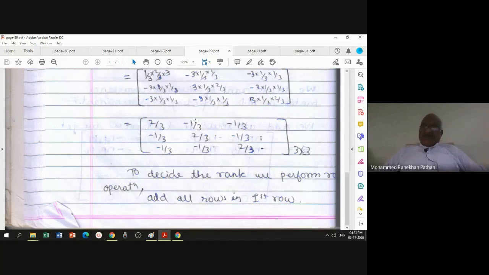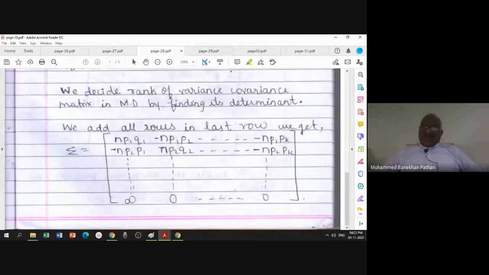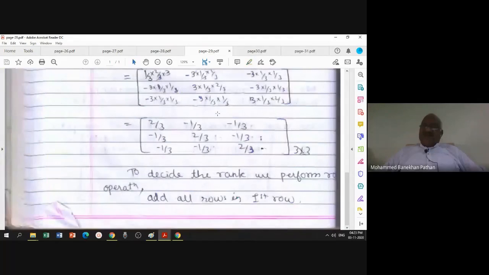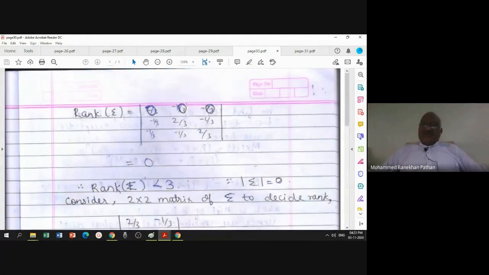Add this in the first. So minus 1 by 3 plus 2 by 3 is 1 by 3, and 1 by 3 with minus 1 by 3 is 0. Add this and here, so the result becomes 0, which we have seen in general. Here I add in the last. You can add anywhere. So the same thing happens for the 3 variable study. After adding all the rows into the first row, what do you get? You get 0, 0, 0.